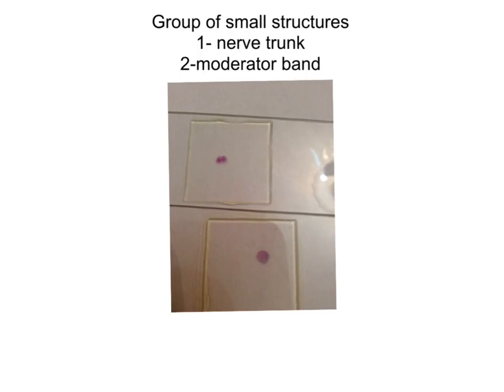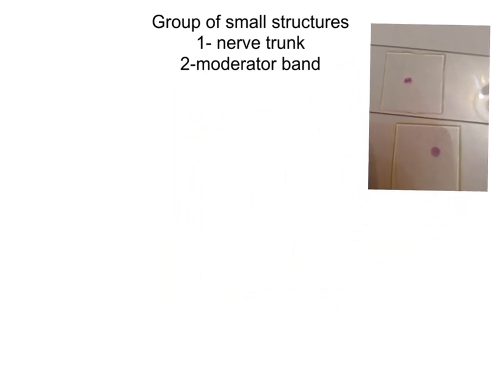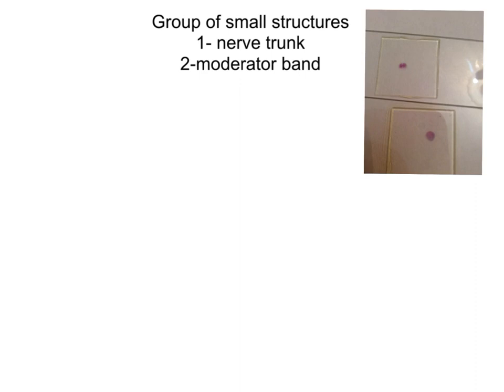Now this is the second group in the low power slides, which is a group of the small structures. Just a small structure on the slide. This group includes two slides only: the nerve trunk, which is stained by hematoxylin and eosin, and the moderator band. This is the picture of both slides by the naked eye. Then you have to differentiate between these two slides.